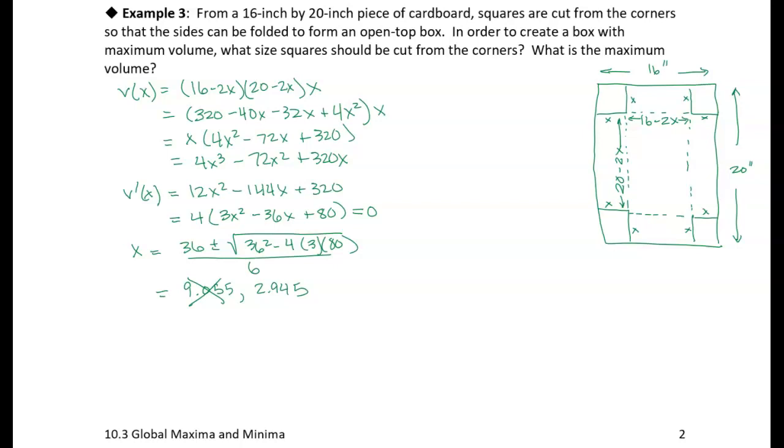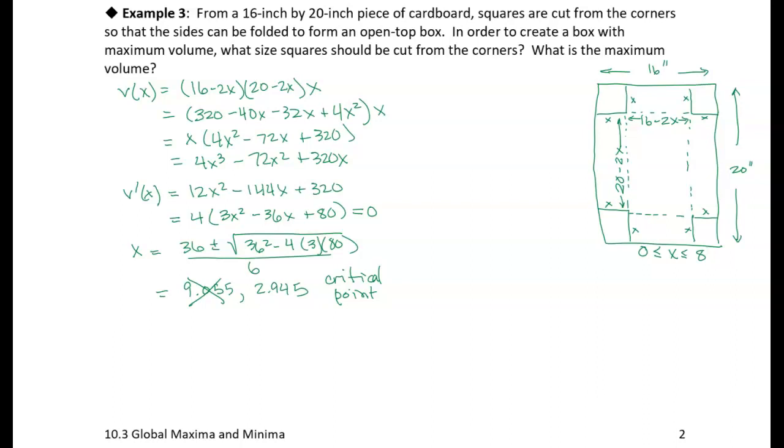Now I could have put bounds on this one. Essentially the values for x have to be somewhere between 0 and 8, because if I cut away 8, I've got nothing left in the width. So that's not going to help me. And so this is the only answer that's within those bounds. Now let's evaluate that critical point. This is our critical point. And now let's evaluate it.